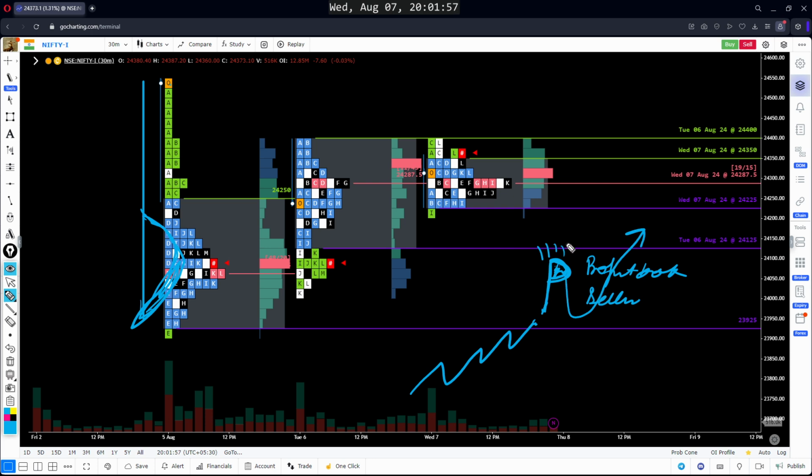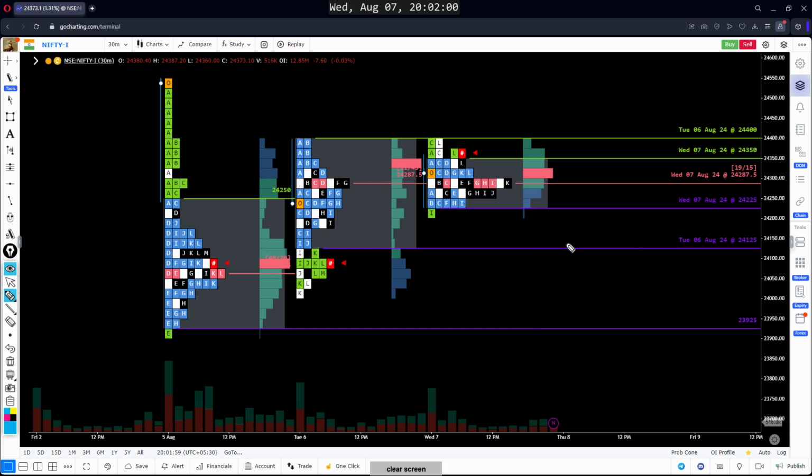So you get to see that P shape and B shape are not always going to be defined like this. You cannot say that there is an up move and when it comes down there is a B shape, then there is profit booking, right? Or there can be an up move and when a P shape arrives at the top, then there is profit booking.